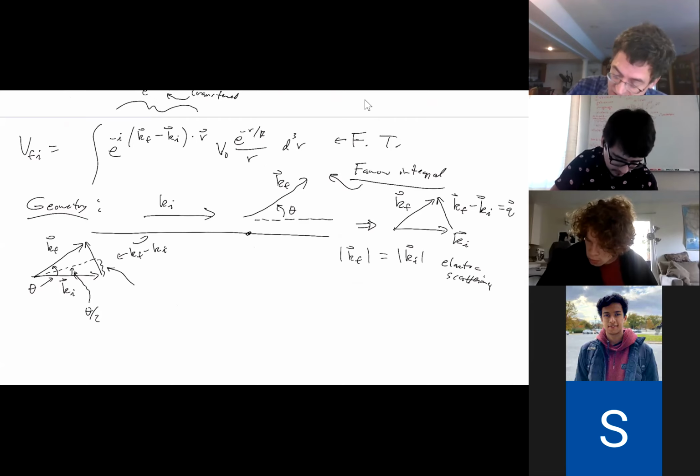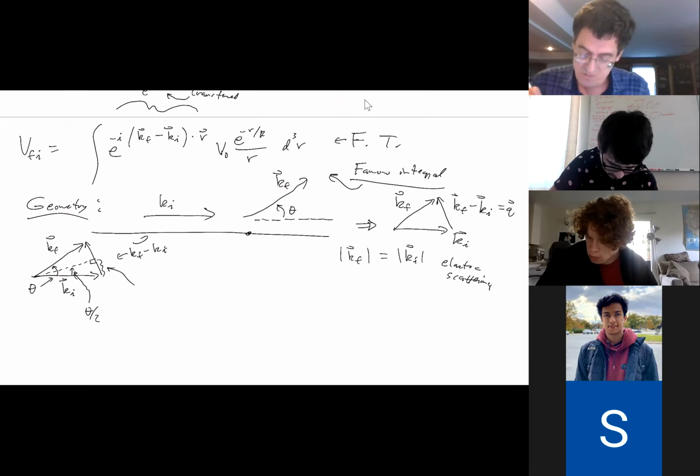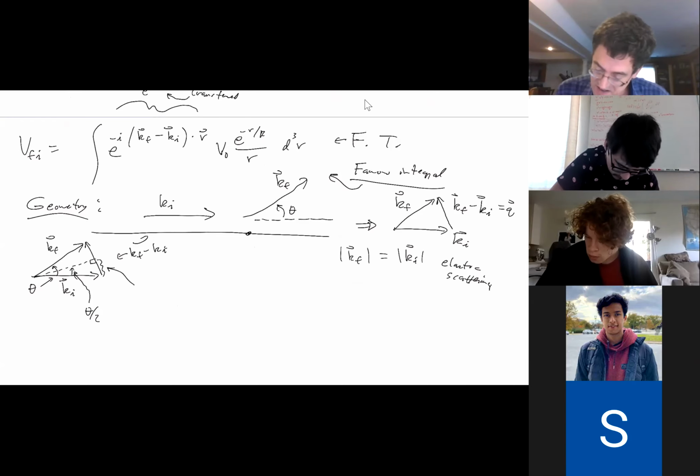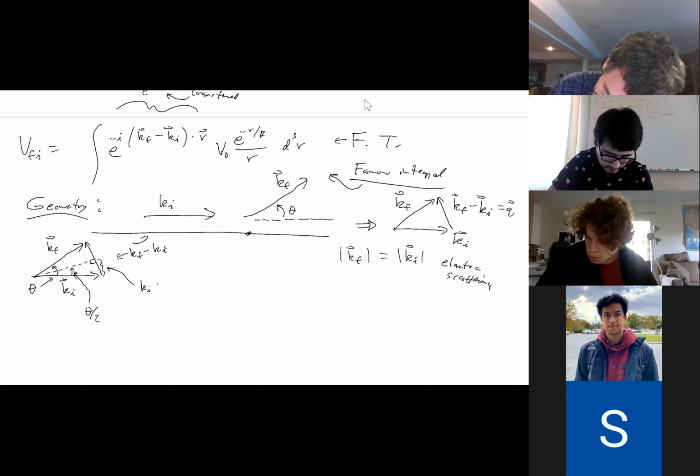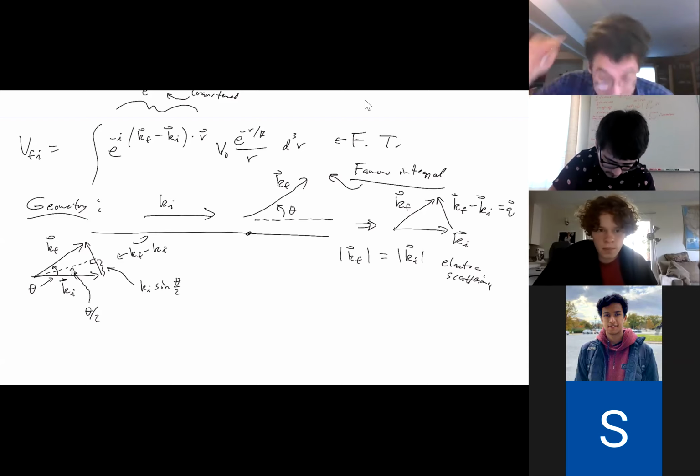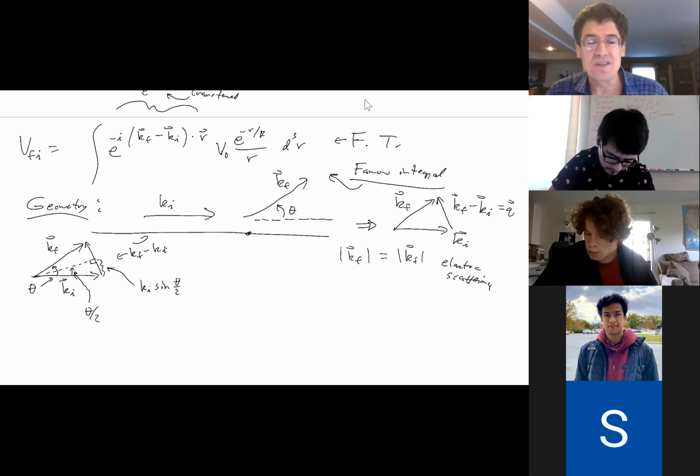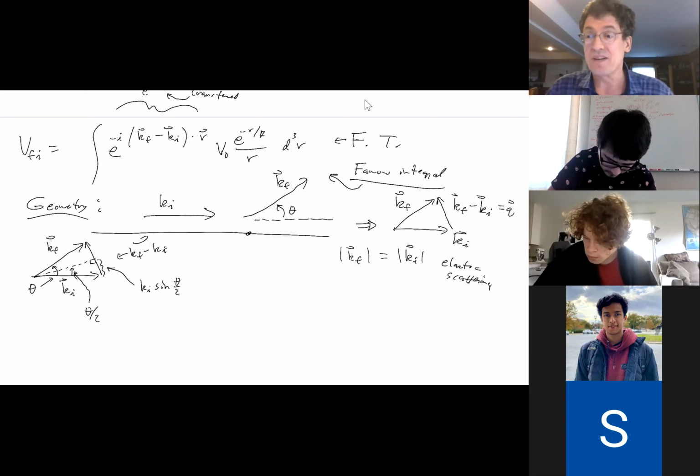I have a right triangle here, see? Well, I'll just tell you the answer. It's going to be K sine theta over 2. Do you guys see that? Just a simple little trigonometric trick.